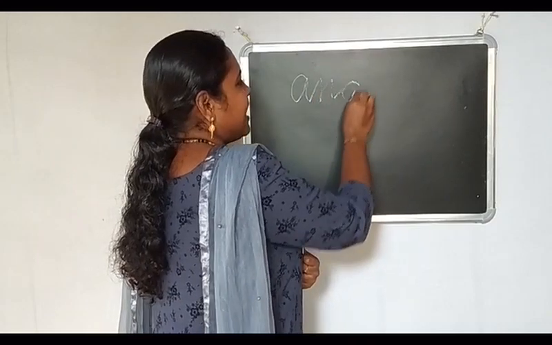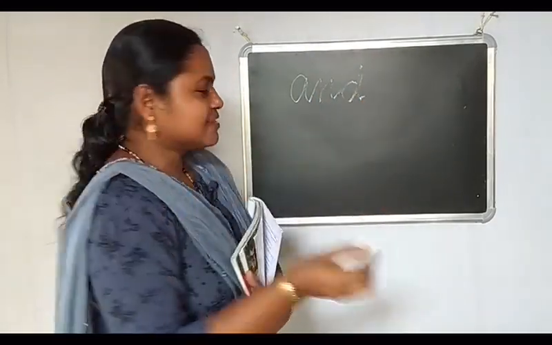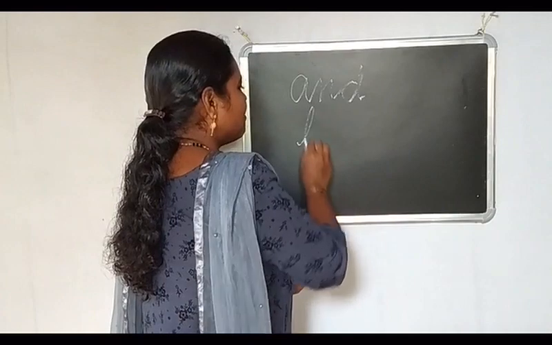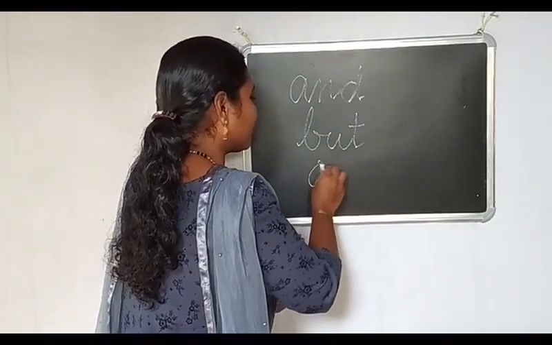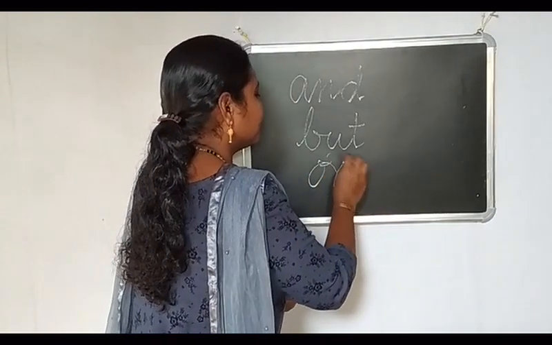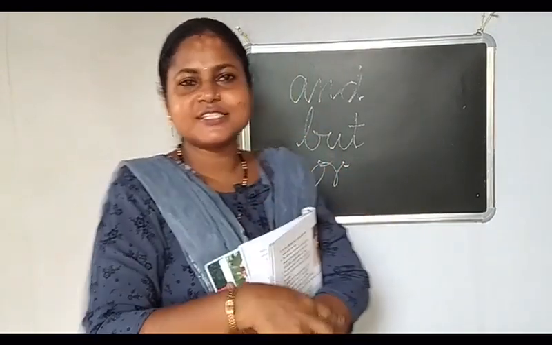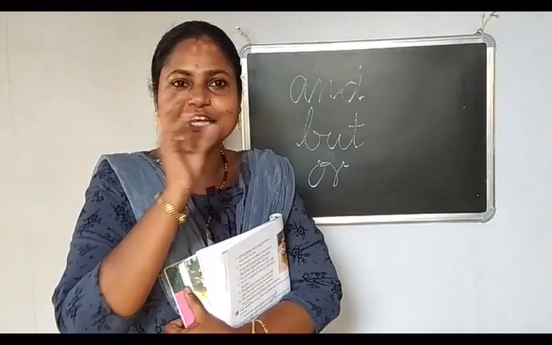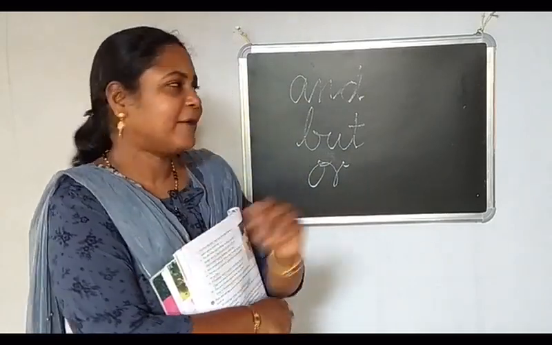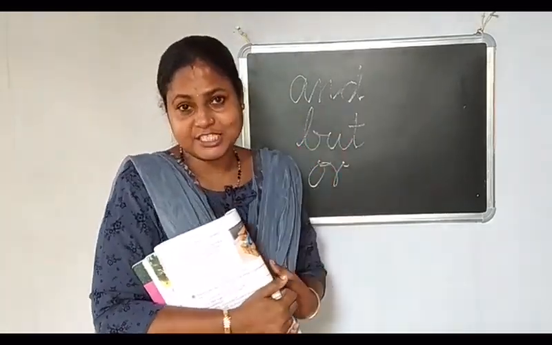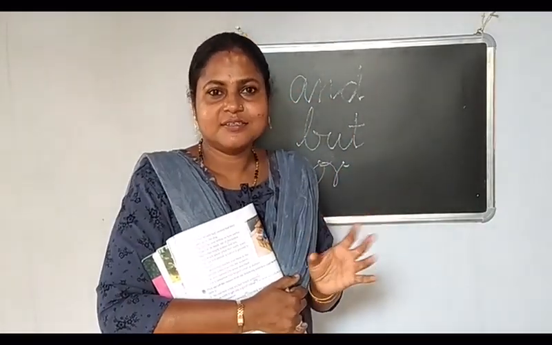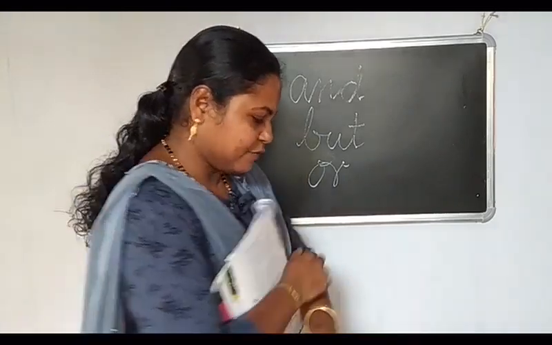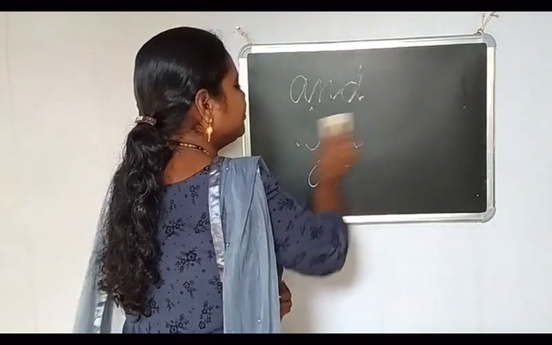First one is and. The second one is but. And the third one is or. You use all these things knowingly or unknowingly in your day-to-day speech, or when you write. This and is very simple. We can see how we can use this and.